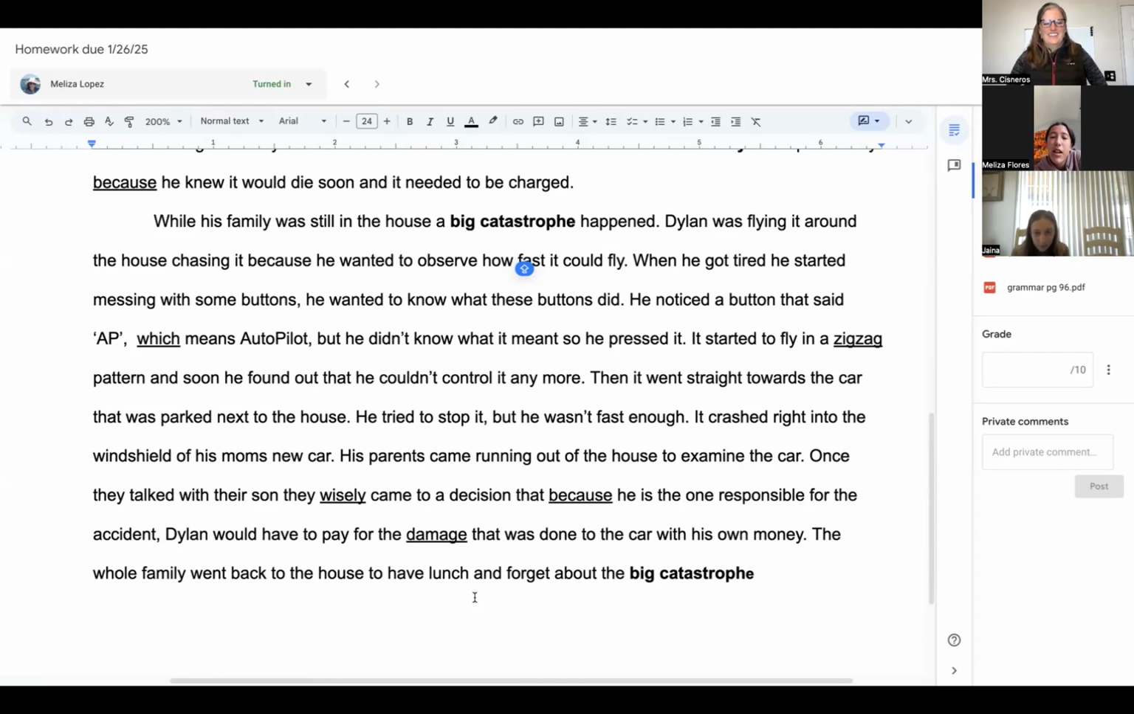His parents came running out of the house to examine the car. Once they talked with their son, they wisely came to a decision that because he is the one responsible for the accident, Dylan would have to pay for the damage that was done to the car with his own money. Oh no. The whole family went back to the house to have lunch and forget about the big catastrophe.